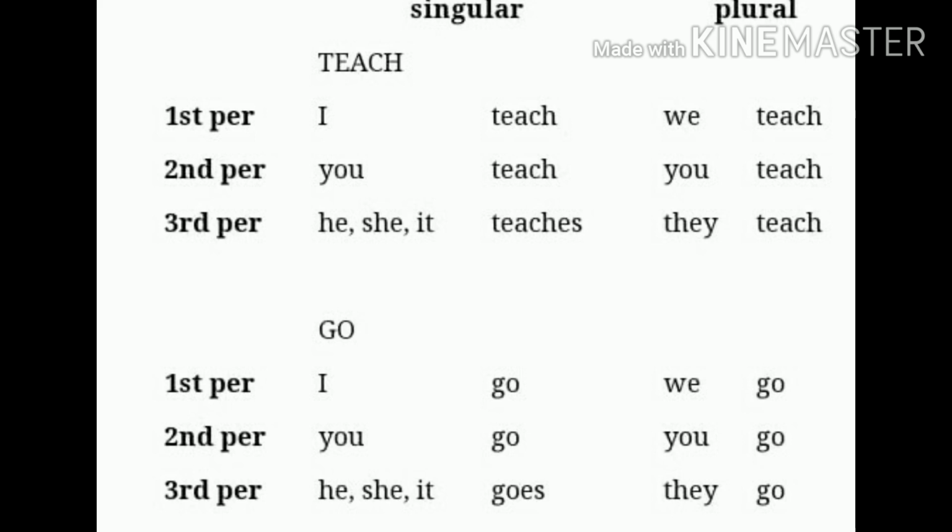So here is the difference. Always remember, in third person singular number we use s or es with the verb, and in plural, they teach. Similar is the verb go. You can see I go, we go, you go, you go, he, she, it goes, they go.